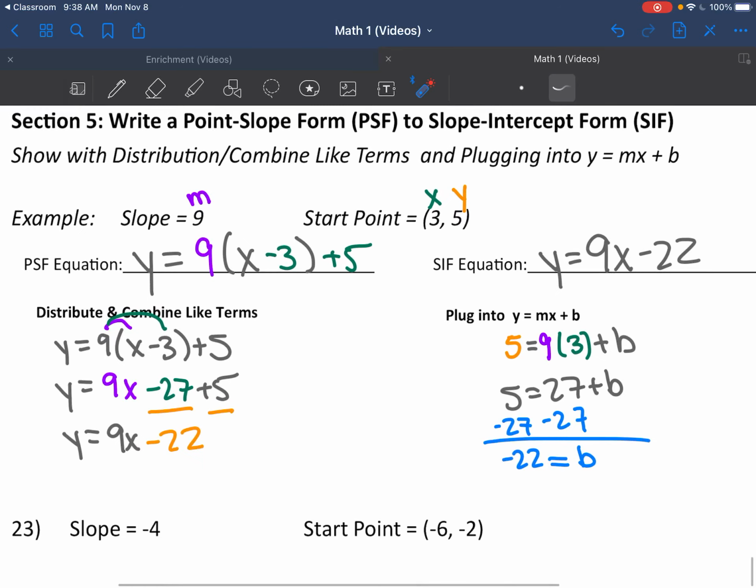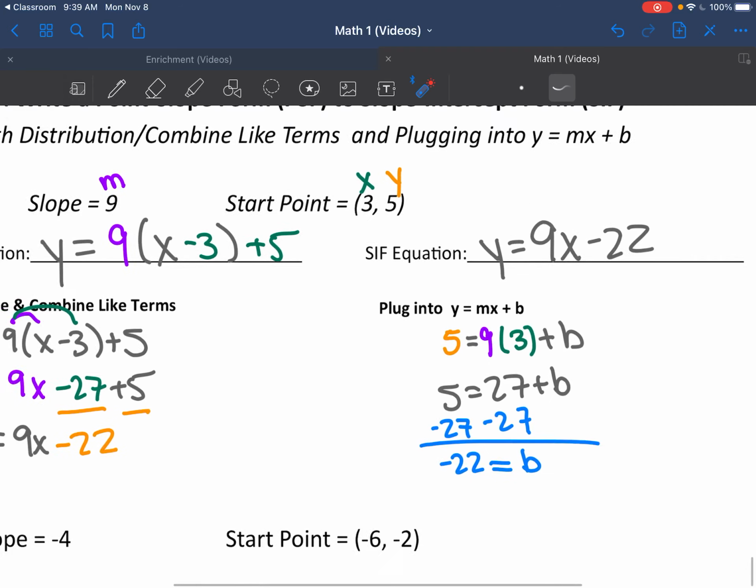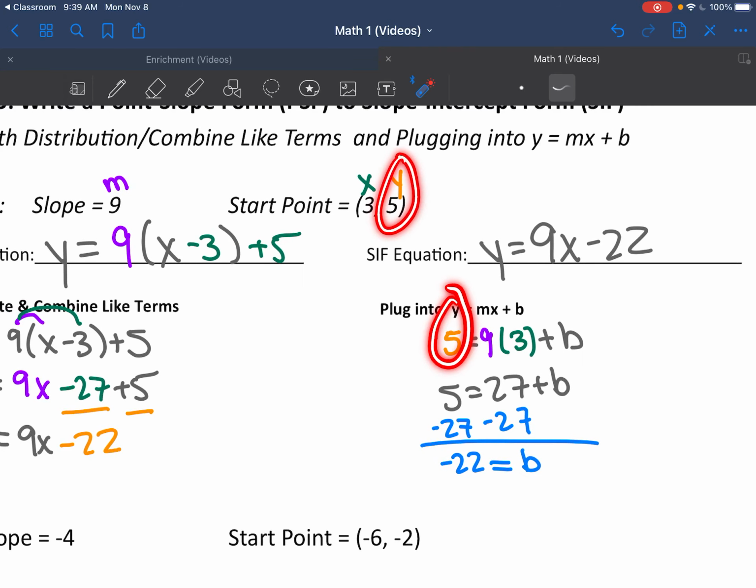Next up, you can do either distribute and combine like terms or plugging in. I'll go through both. So we have a slope of 9, a start point of 3 comma 5, so the point slope form is y is equal to 9 times x minus 3 plus 5. We take that point slope form and we distribute the 9. 9 times x is 9x. 9 times negative 3 is a negative 27. Bring everything else down, combine like terms, negative 27 plus 5 gives us a negative 22, so we have y equals 9x minus 22.